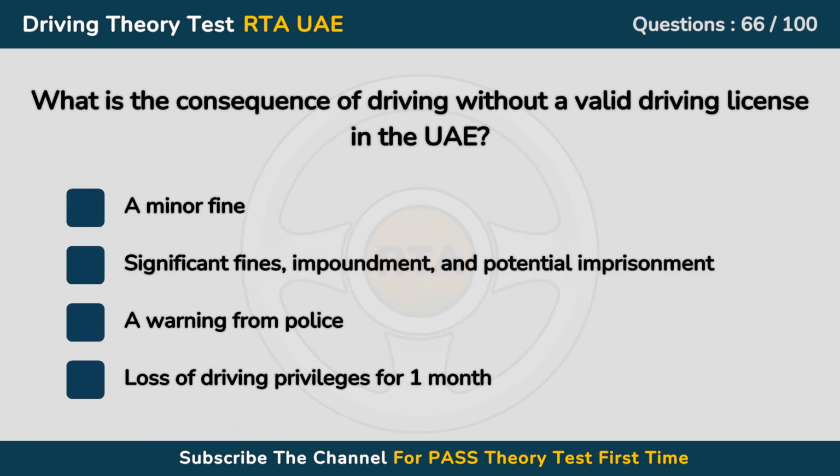Question 66. What is the consequence of driving without a valid driving license? A. A minor fine. B. Significant fines, impoundment, and potential imprisonment. C. A warning from police. D. Loss of driving privileges for 1 month.